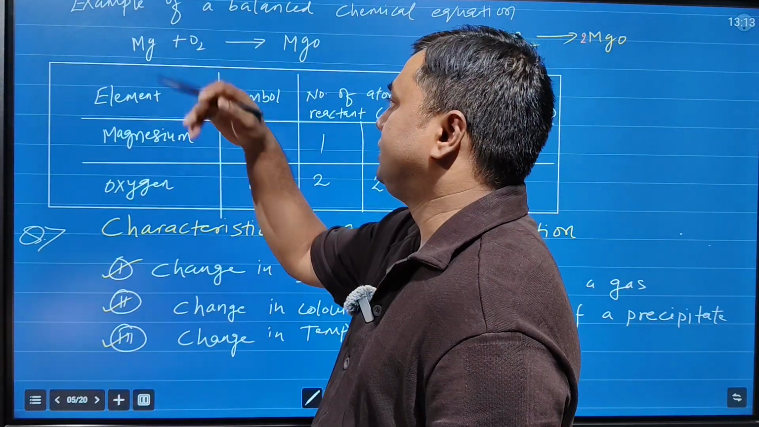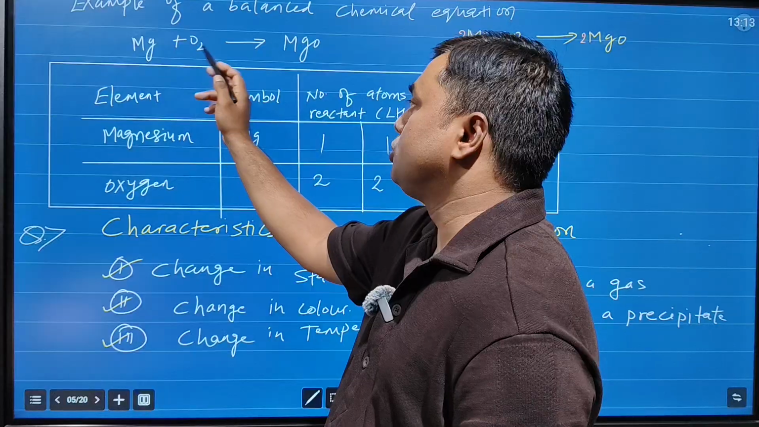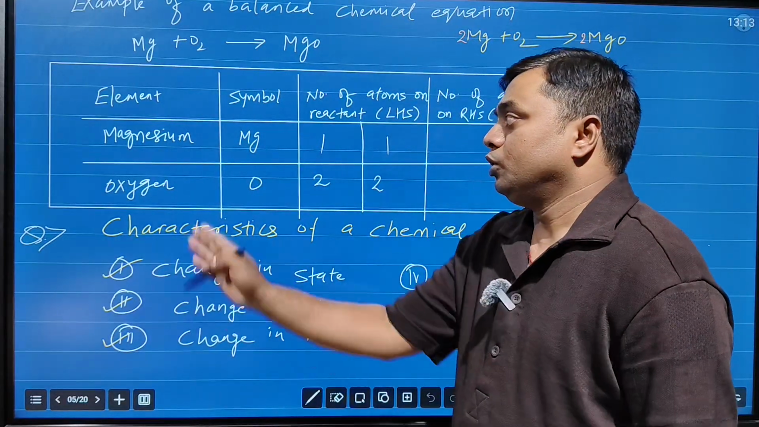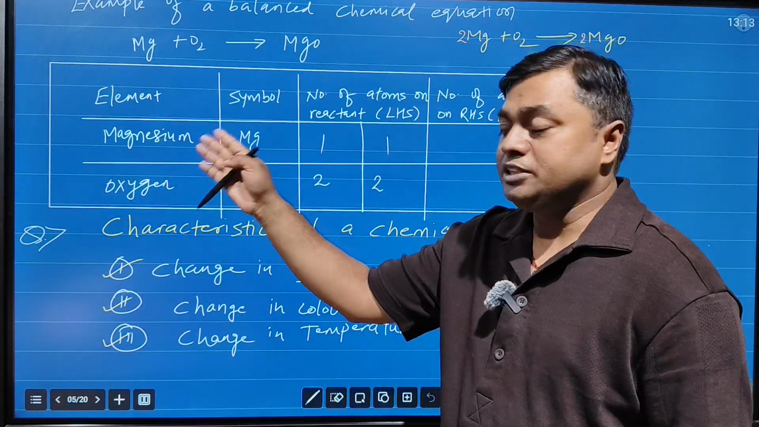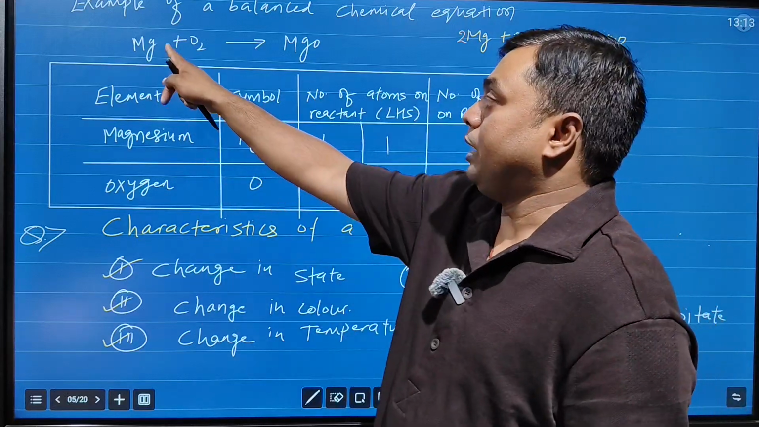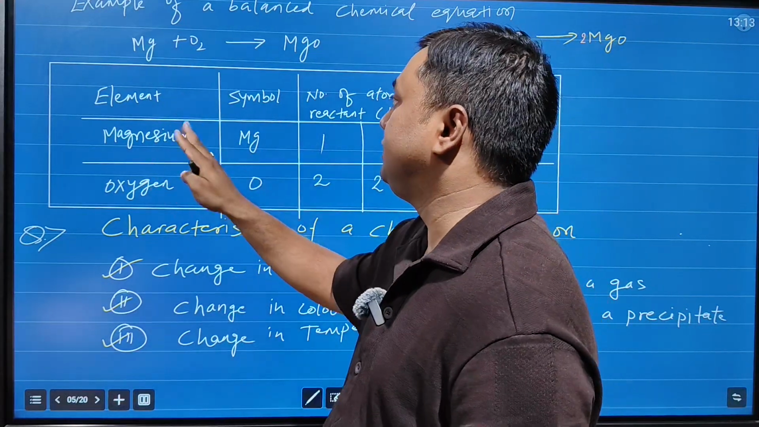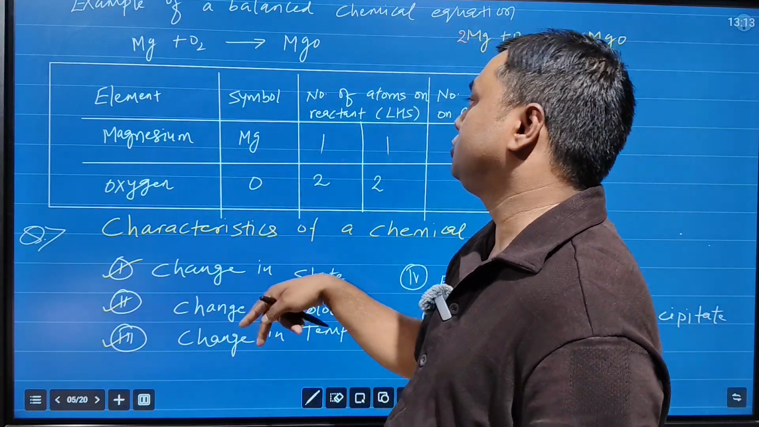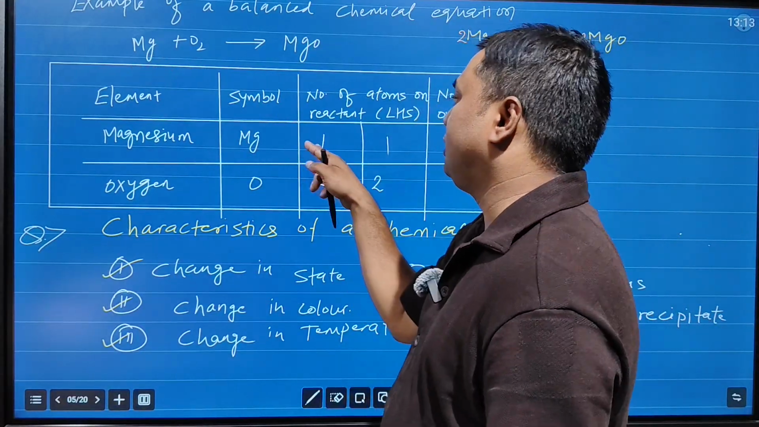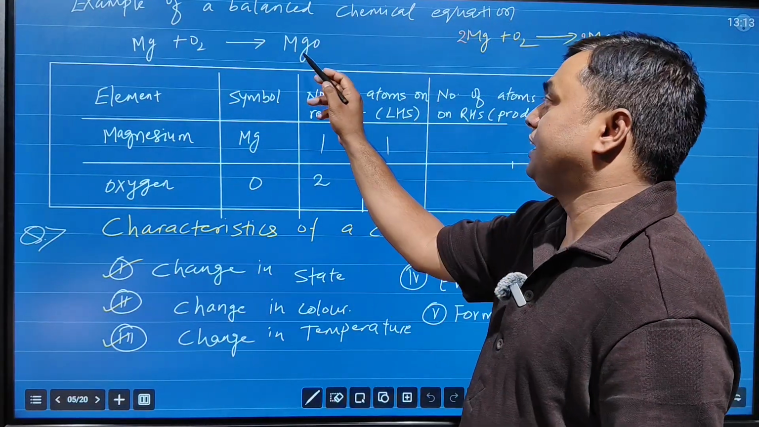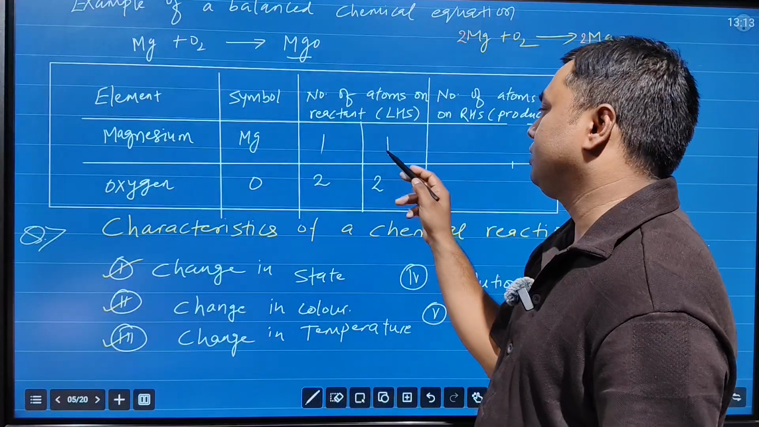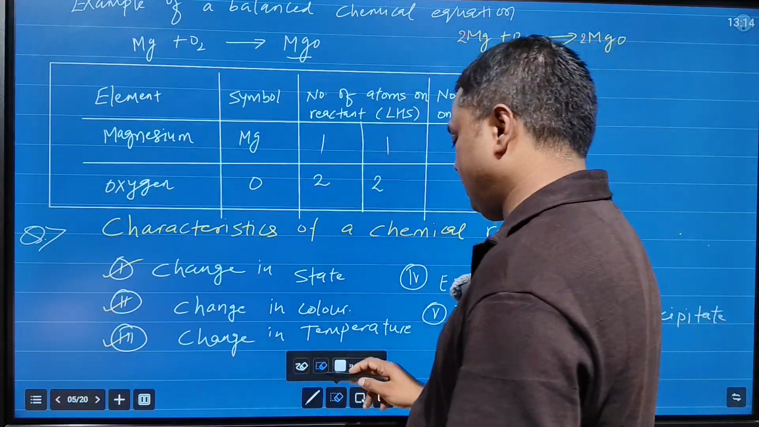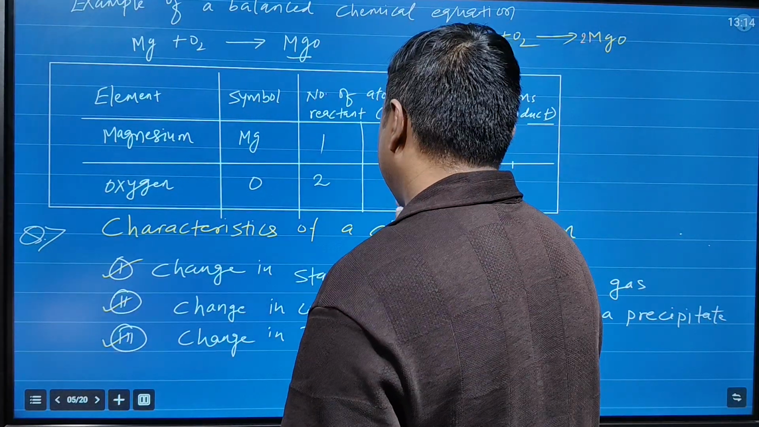Okay, let's take one example: burning of magnesium, Mg plus O2 gives you MgO. First we'll check whether it is balanced or not. Magnesium and oxygen are there, symbols Mg and O. How many atoms are there? Magnesium 1, oxygen 2. On the right hand side, the product side, Mg is 1 and oxygen is also 1 only.